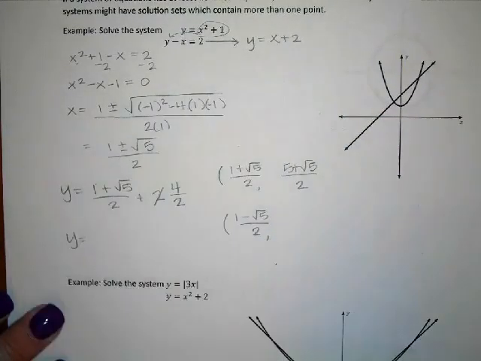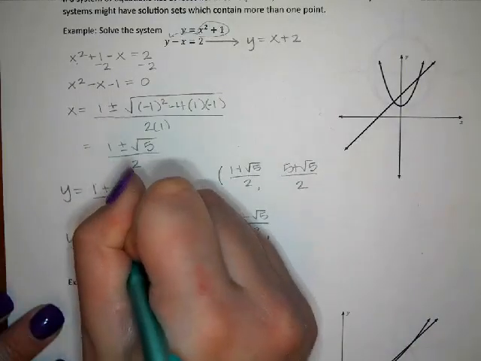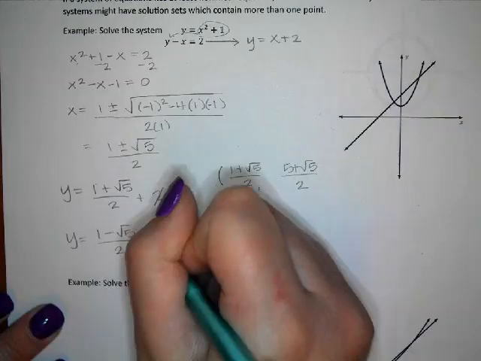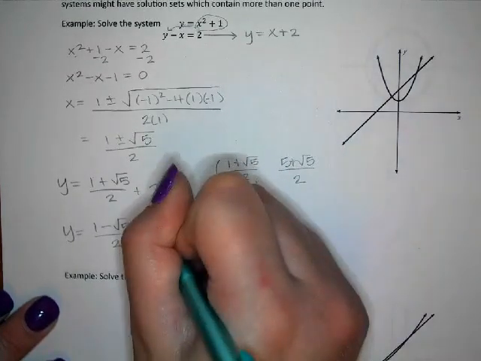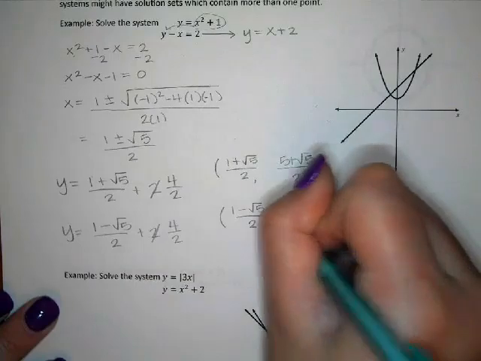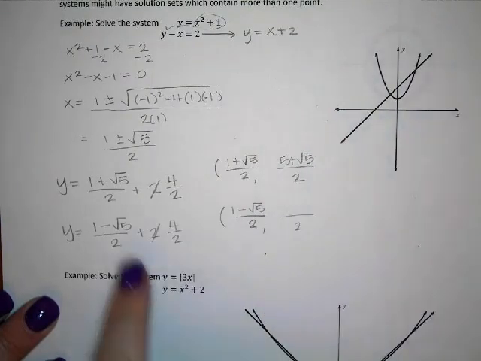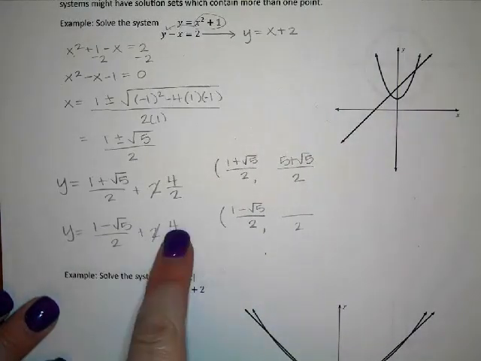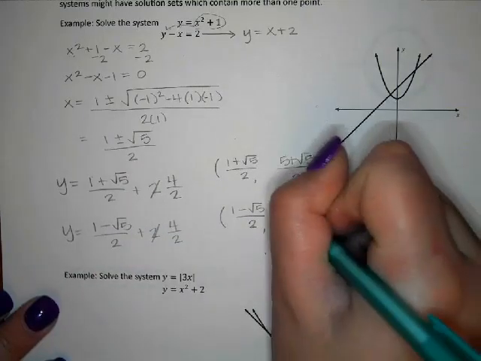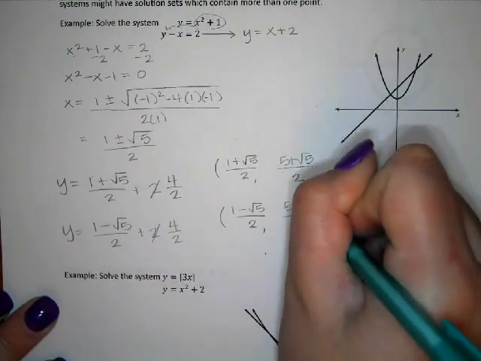For my second answer, I have (1 minus root 5) over 2 plus 2. The 2 I can think of as the fraction 4 over 2. So I have a common denominator of 2, and then I'm going to add my numerators together. 1 minus root 5 plus 4 would be 5 minus root 5, over 2.